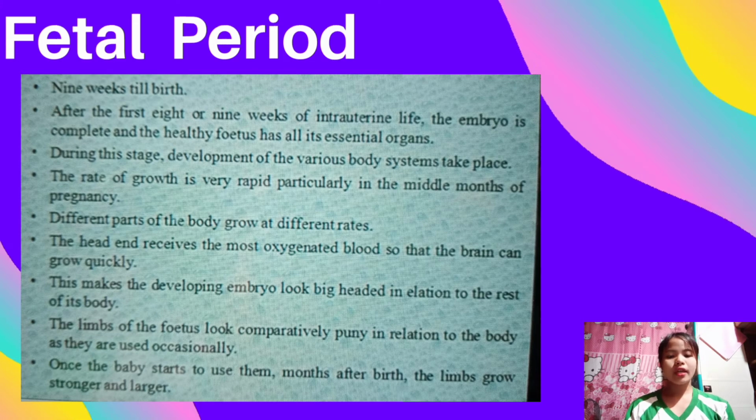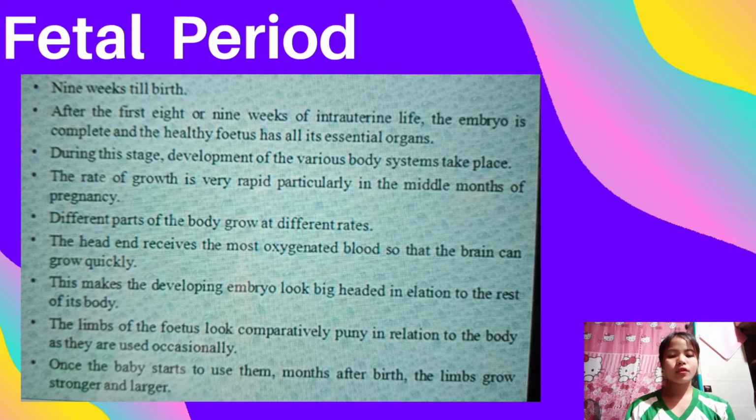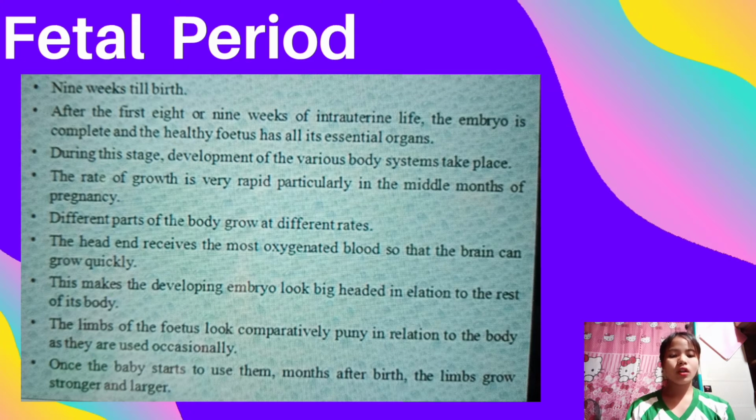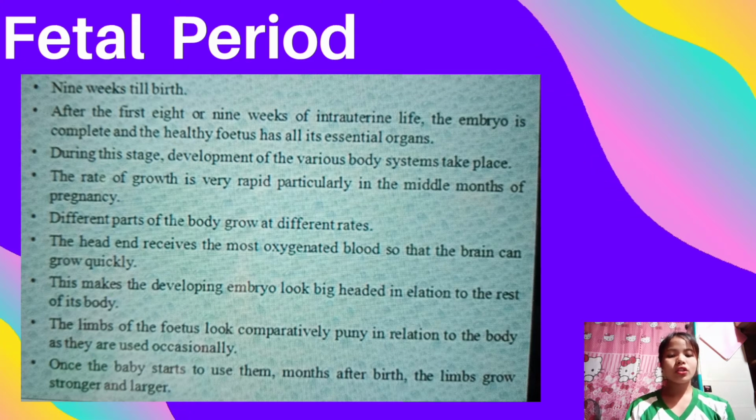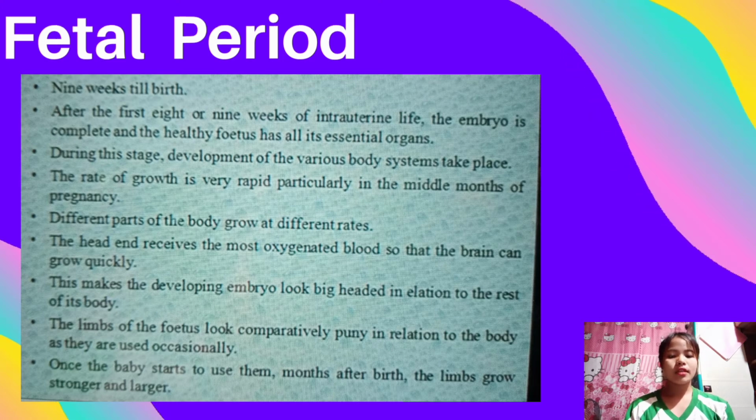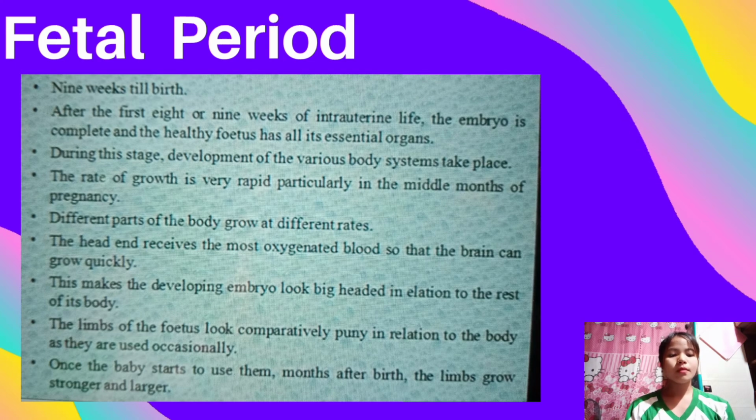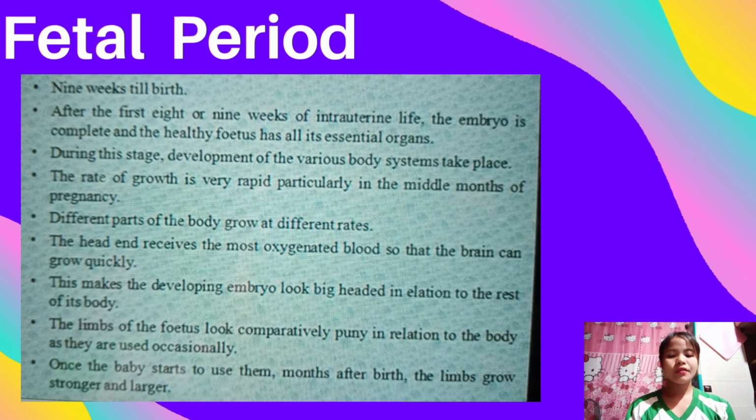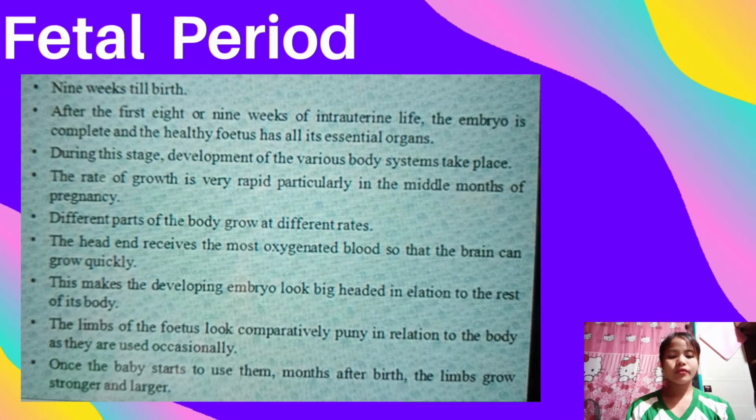After the first 8 or 9 weeks of intrauterine life, the embryo is complete and the healthy fetus has all its essential organs. During this stage, development of the various body systems takes place. The rate of growth is very rapid, particularly in the middle months of pregnancy. Different parts of the body grow at different rates.